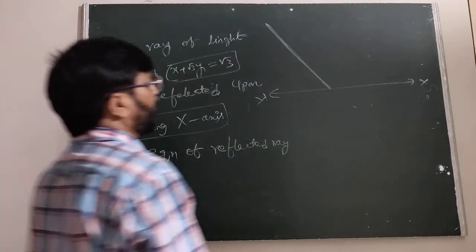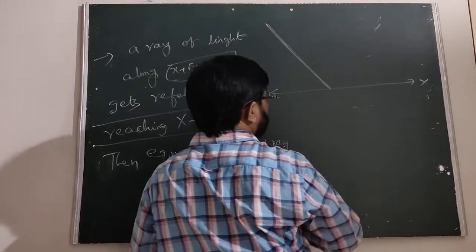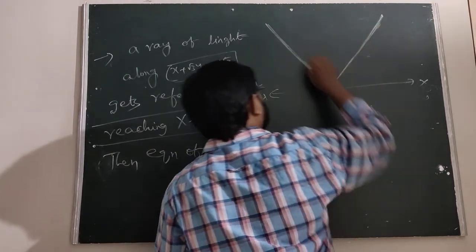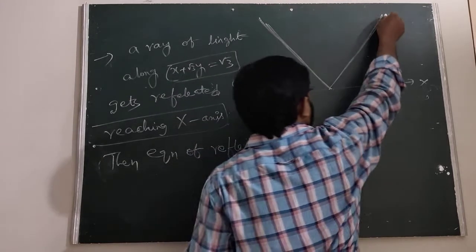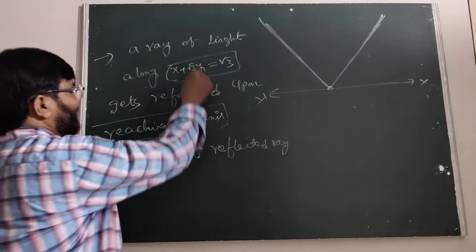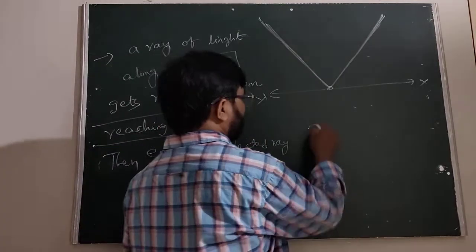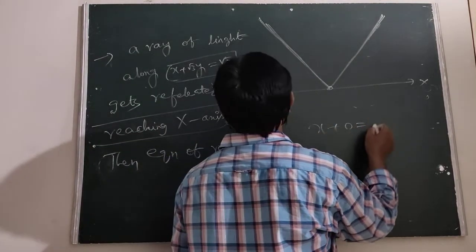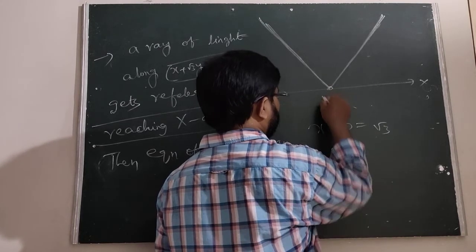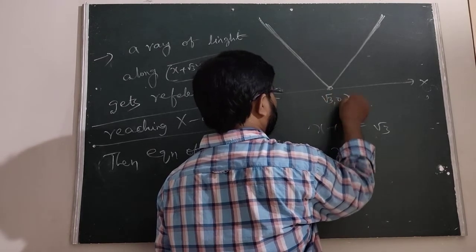Suppose this is the incident ray, reflected here. It reaches the x-axis first. On the x-axis, we know that y is 0. That means x plus 0 equals root 3, therefore x equals root 3. This is the point (root 3, 0).